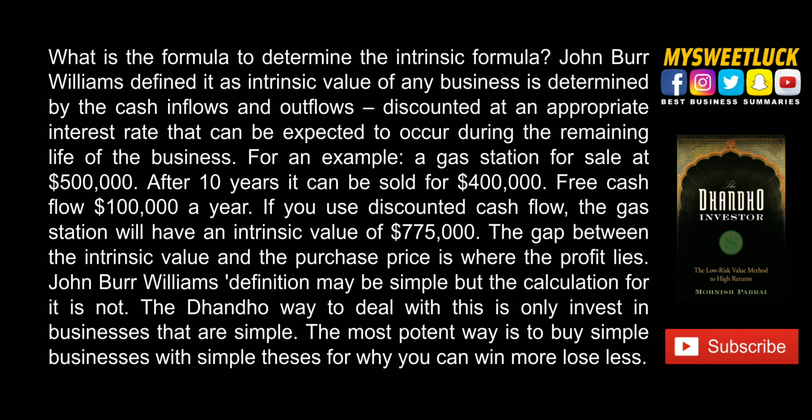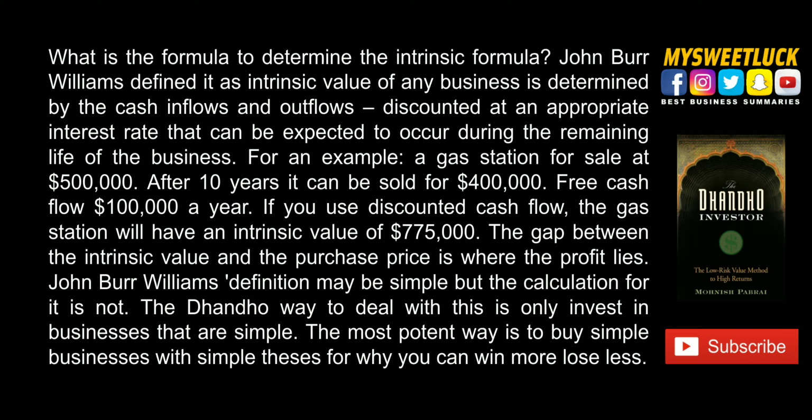So John Burr Williams' definition may be simple, but the calculation for it is not. You can calculate DCF using any scientific calculator. There are plenty of formulas. You just have to use the right interest rate, and the interest rate that we used for this one is 10%. The Dhandho way to deal with this is to only invest in businesses that are simple.